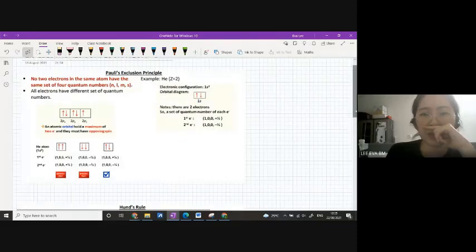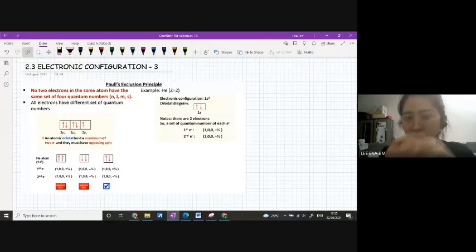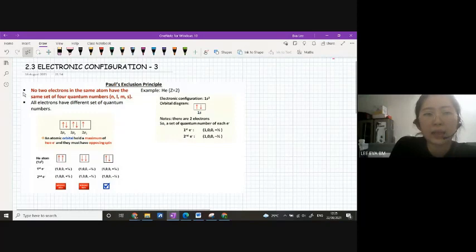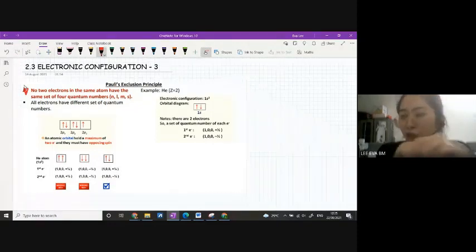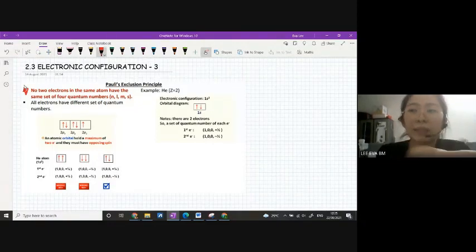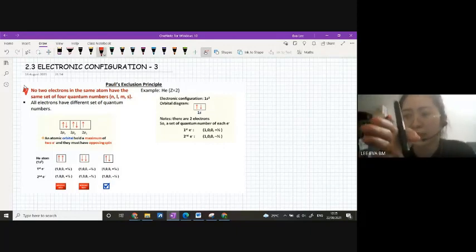The second principle here we call the Pauli exclusion principle. The name is rather long. This principle says that no 2 electrons in the same atom can have the same set of quantum numbers n, l, m, s. As we said before, 1 electron can only have 1 set of quantum numbers, so every electron will have a different set of quantum numbers. This phrase represents the Pauli exclusion principle.